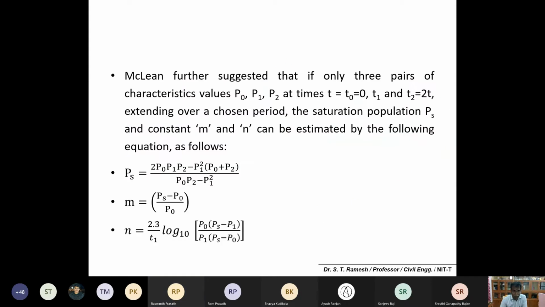Okay, now the MacLean, the second idealistic curve, also suggests that if only three pairs of characteristic values P0, P1 and P2 at times t equal to 0, T1 and 2T, extending over a chosen period, are known, the saturation population and the constants M and N can be estimated by the following equations. This also you can remember.